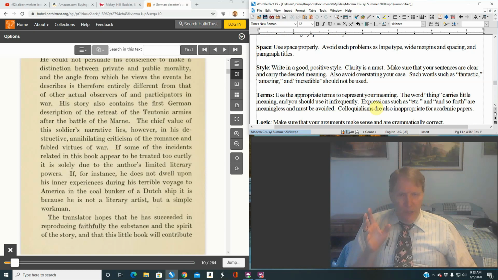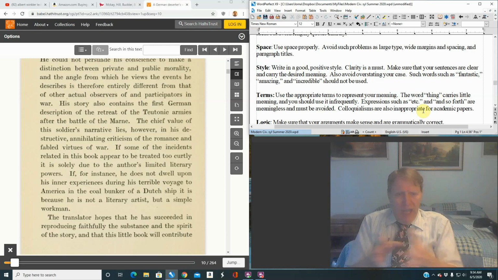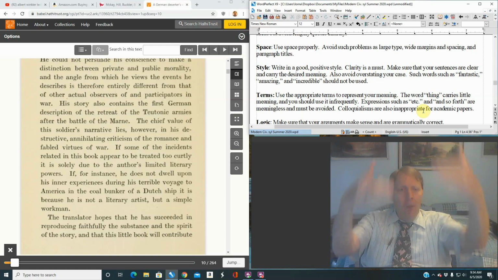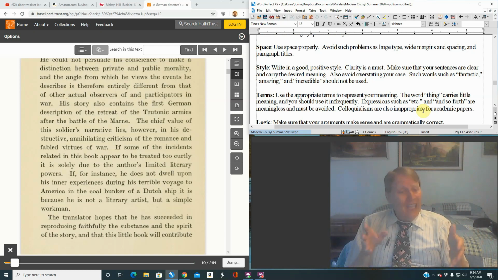Colloquialism is like everyday speech. I think in overusing "amazing" up here, that ends up being a colloquialism. Colloquialisms are inappropriate for academic papers. Sometimes people are too common, using common speech, like you and I talk, and placing that in the paper. I love colloquial speech. I really enjoy the flavor of people speaking back and forth using common expressions. In an academic paper, you really don't see this.